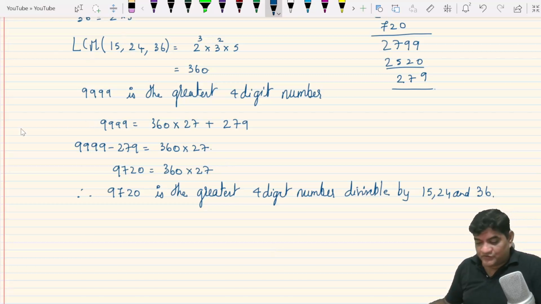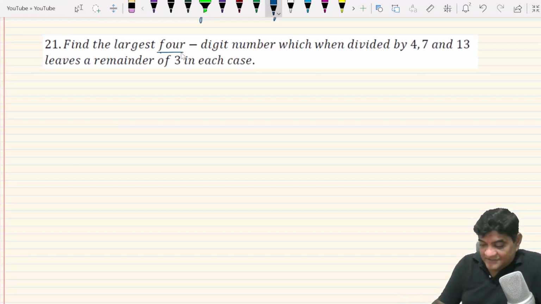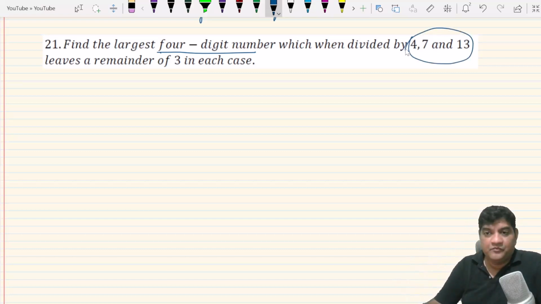Let's look at the next question. So the question says, find the largest 4-digit number which when divided by so and so leaves a remainder of 3 in each case. It is similar to the previous question with a little bit of change. Okay, I am looking for the largest 4-digit number. Obviously 9,999 is the largest 4-digit number, and then I'm going to divide it by the LCM of these numbers. When I do that, I will get the multiples of the LCM of 4, 7 and 13.